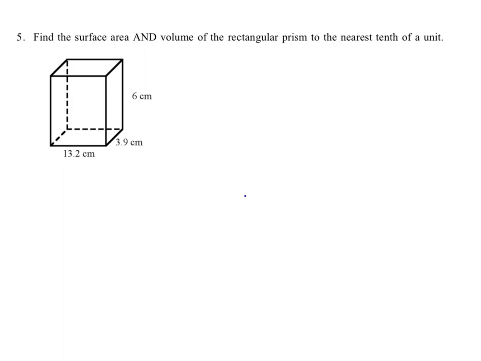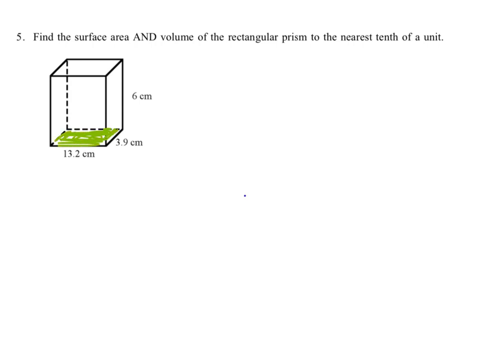This one is, I think, the easiest because it's just very straightforward. And I just want to say, when you're finding surface area for a rectangular prism like this, aka like a box, what you're really doing is, I just want to show you this. You've got three sets of sides. You've got this side.